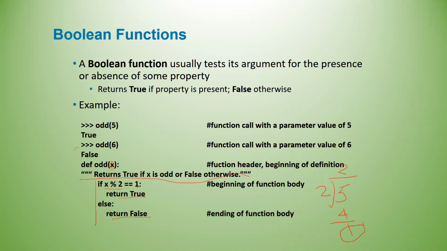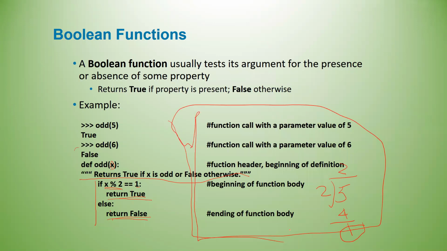So if x modulus 2 is 1, 5 modulus 2 is 1, you return true. That means it is odd, right? And else you return false. Okay, that is the end. I have a detailed explanation here. That's what I updated from the previous one. I added this documentation so you know what it is doing.